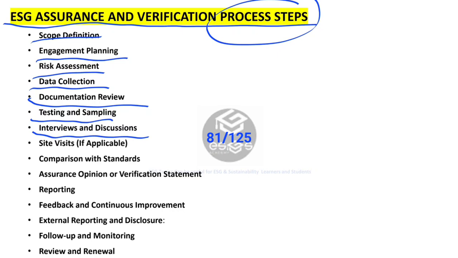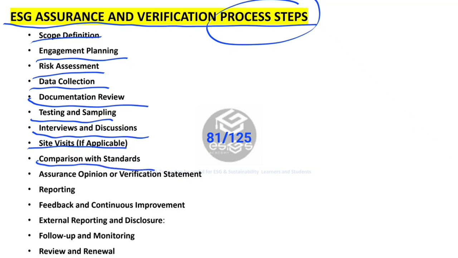We conduct certain interviews and discussions with key personnel responsible for ESG management and reporting to gain insights and verify that information. If applicable, we go for site visits also, conduct site visits or inspections to observe operations firsthand and verify compliance with ESG policies and practices.